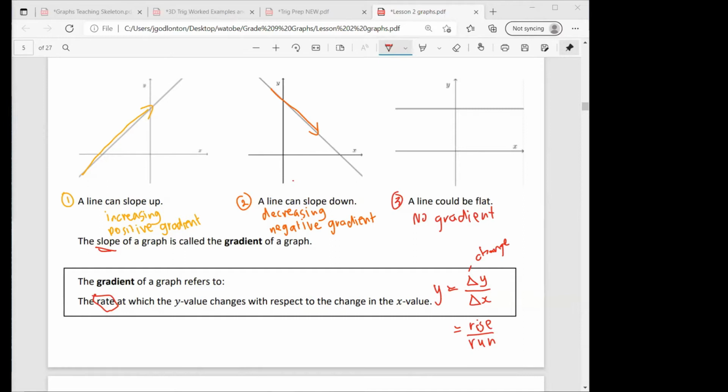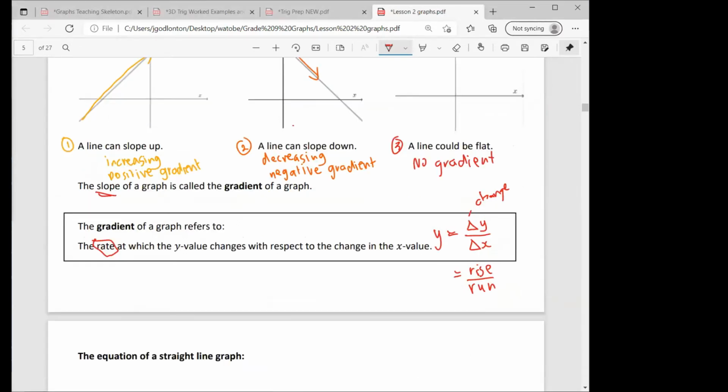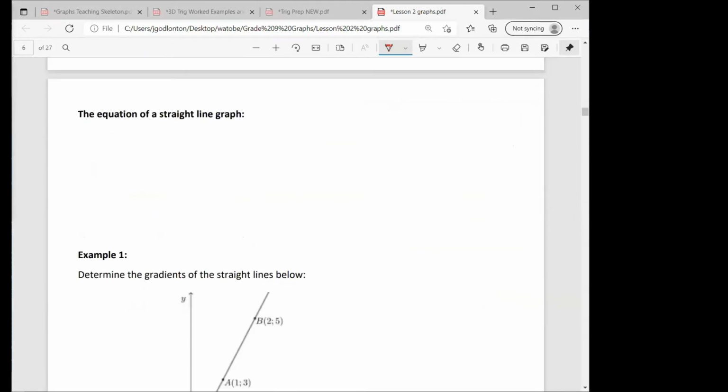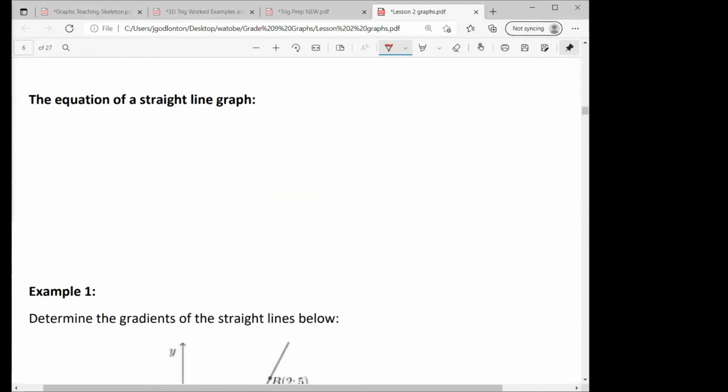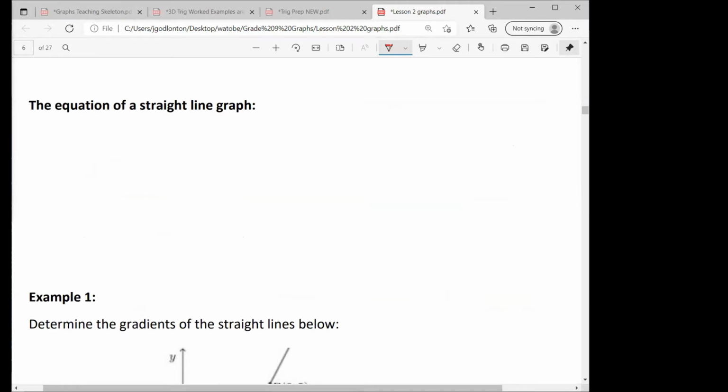So if we're talking about the change of y over change of x, if I'm talking about rise over run, all of that is talking about your gradient. Okay, so let's have a look now. I think this is now what you were all talking about, the equation of a straight line. And the equation of a straight line is exactly what Ofensi just said. It's y equals mx plus c.